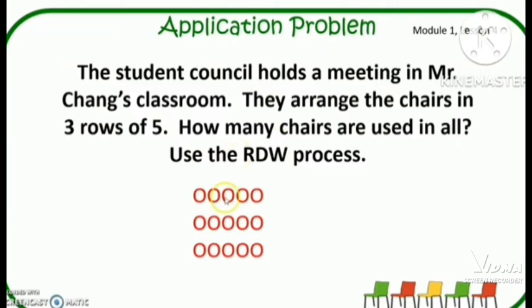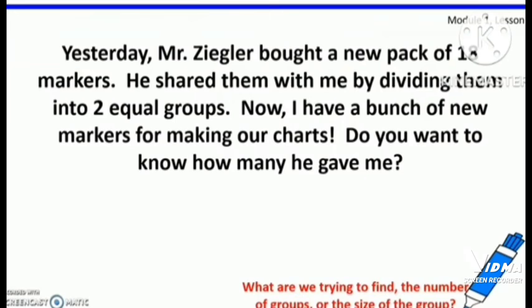That's 3 rows of 5. There are 5 in each row. Can you tell how many there are now? 15. Because 3 times 5 is 15. The same thing as saying 5 plus 5 plus 5 equals 15. So in Mr. Chan's classroom, there are a total of 15 chairs. That's so easy to solve, isn't it?